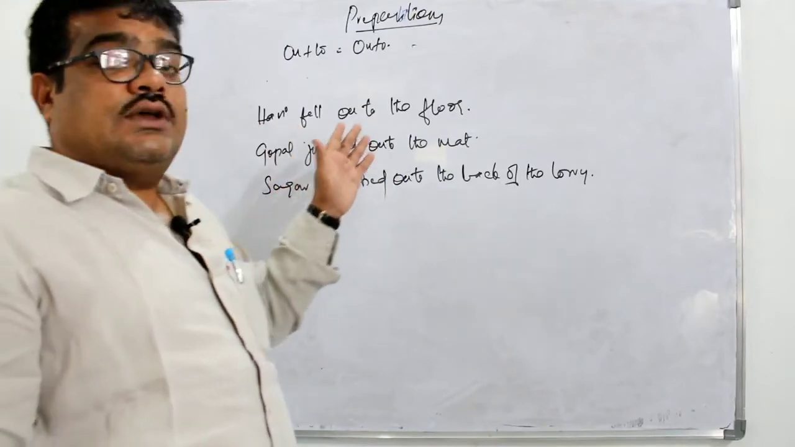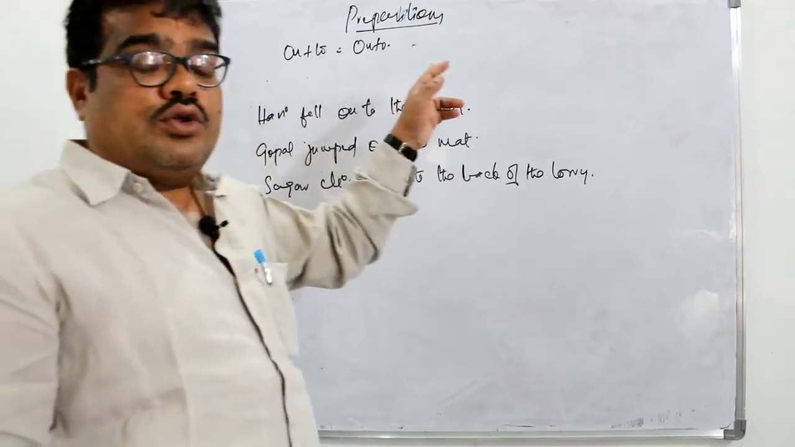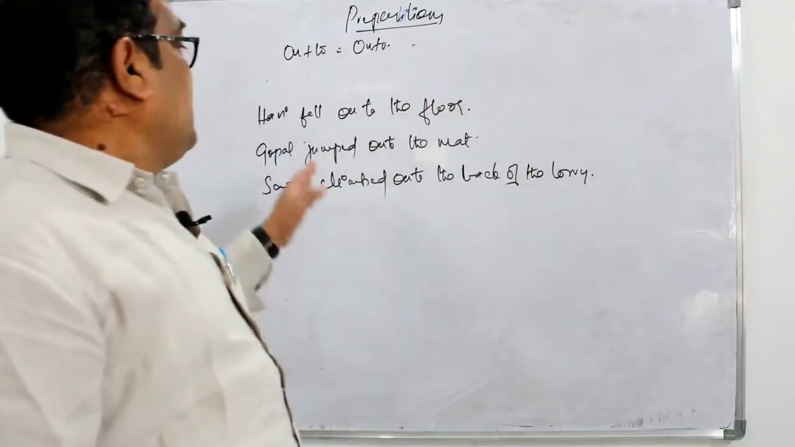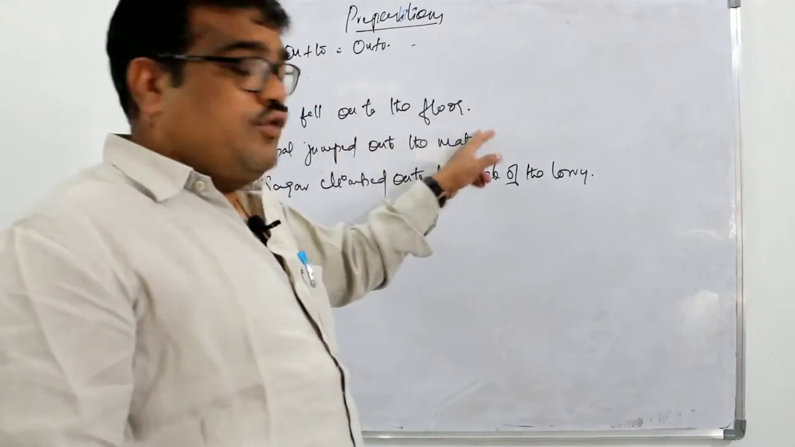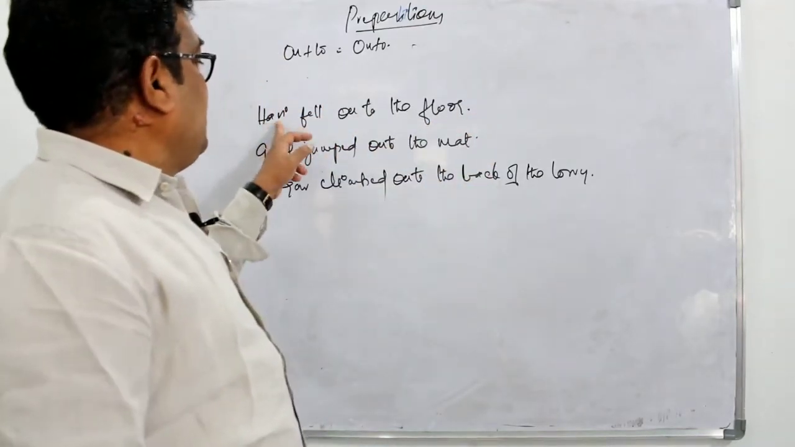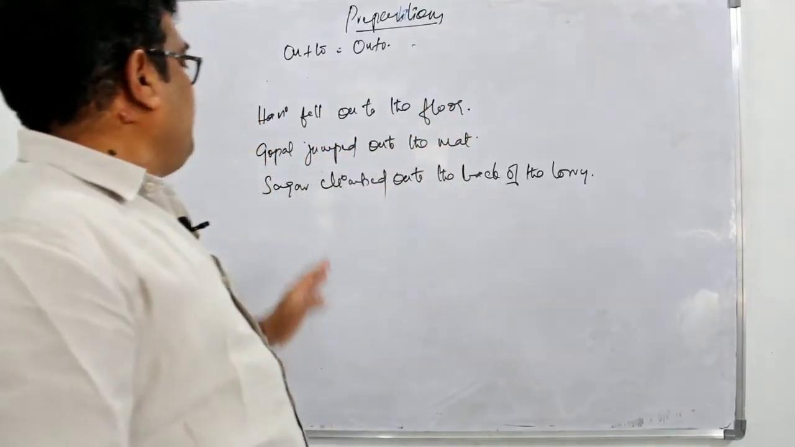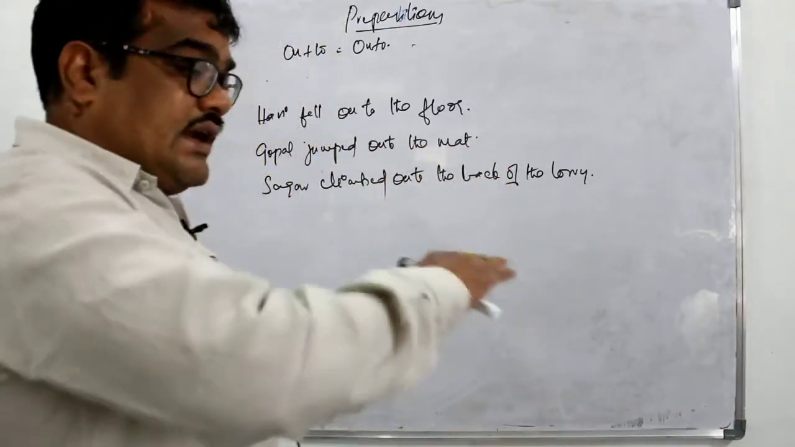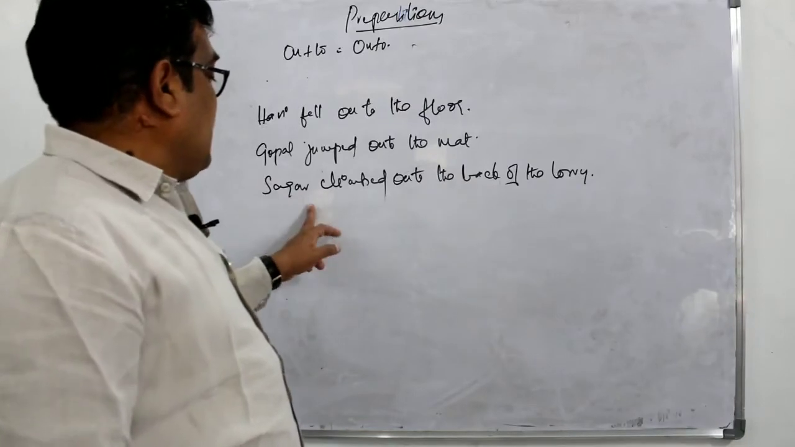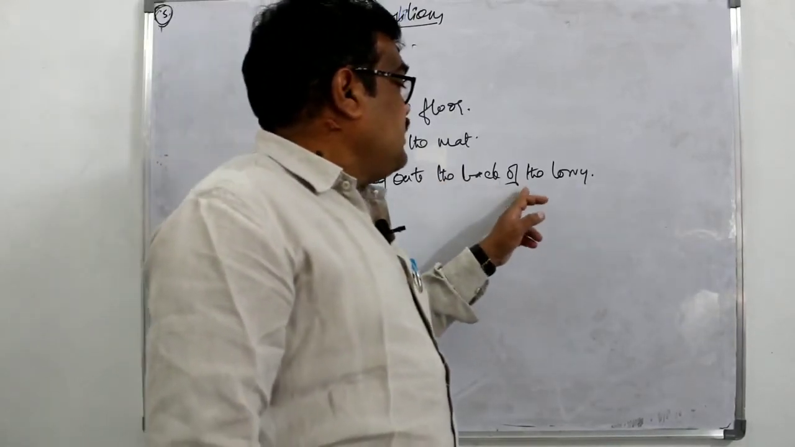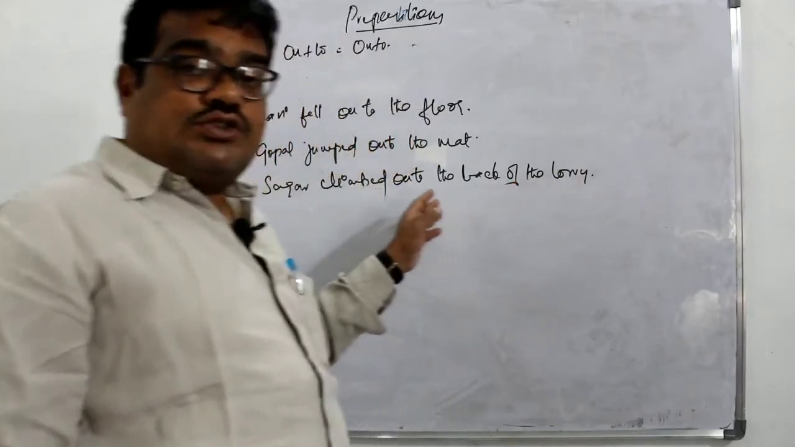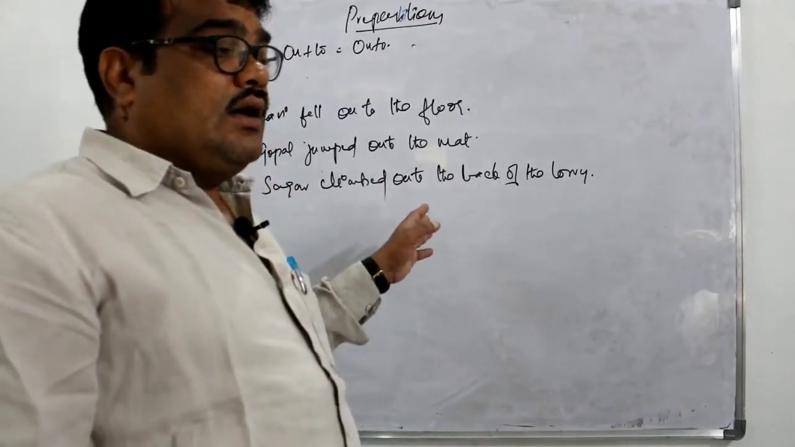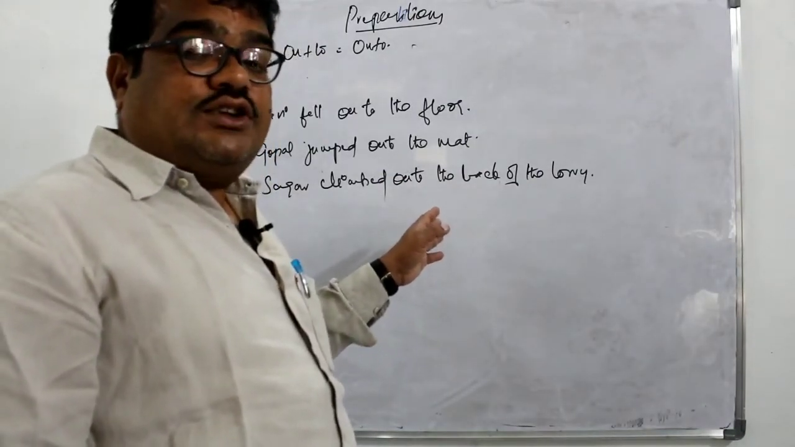There are some examples which talk about onto. Onto, I told you, is motion on the surface. Example, he fell onto the floor. Another example, Hari fell onto the floor. Another example, Gopal jumped onto the mat. That is the surface. Here, Sagar climbed onto the back of the lorry. This also represents the surface.